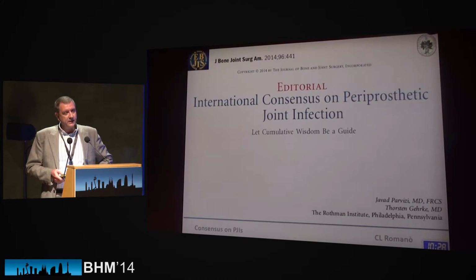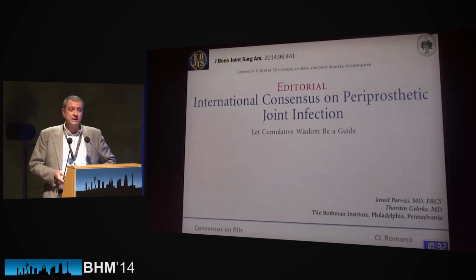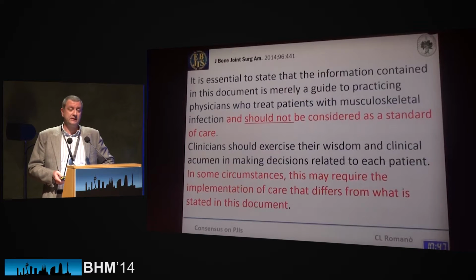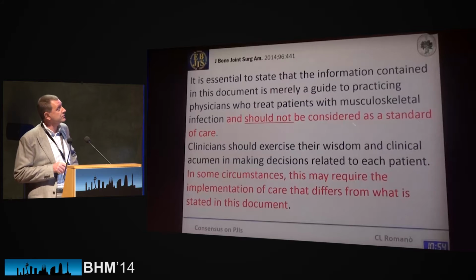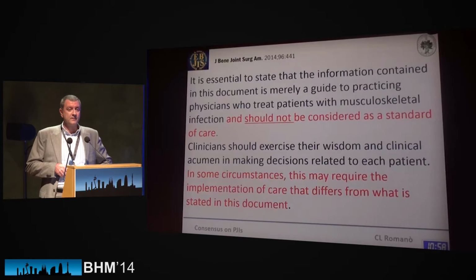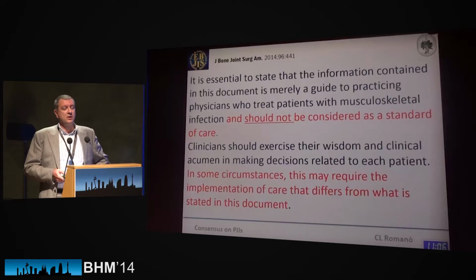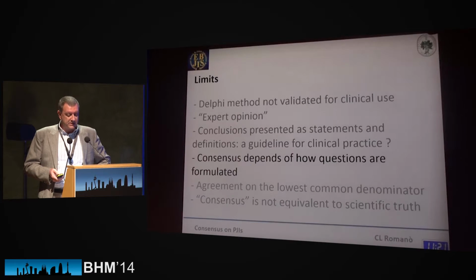Also, Parvizi and Gehrke, in the very last weeks, published an editorial in which they probably understood the risk of proposing the consensus as a guideline to treatment. If you read the editorial that they published recently in the Journal of Bone and Joint Surgery, you see that now they state that it should not be considered a standard of care. This was something that we asked, as the European Bone and Joint Infection Society, to put in the preface of the consensus proceedings in August, but this was not accepted, but it is necessary to be known by the scientific community. Also, the consensus depends on how questions are formulated.